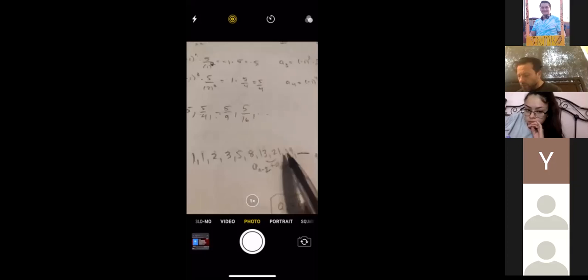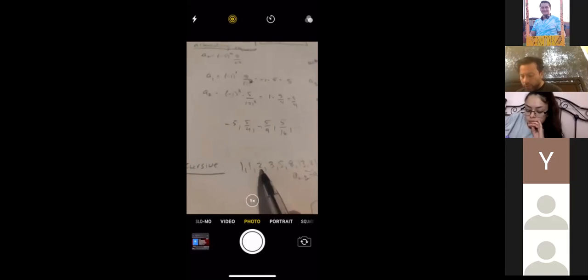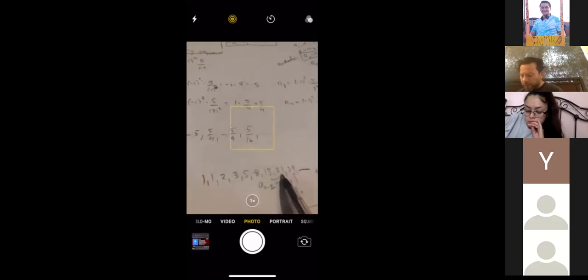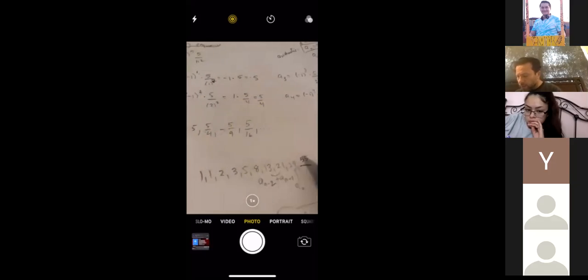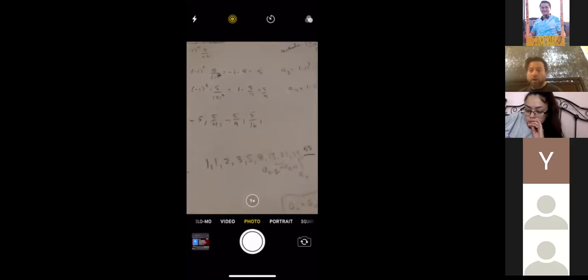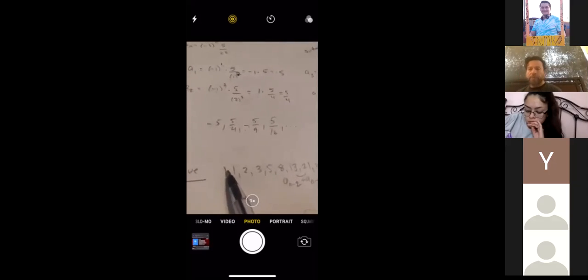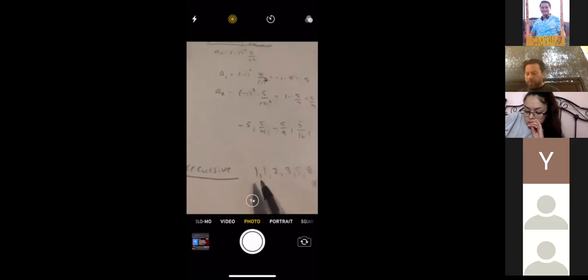I would add these two. Notice that to get 2, I add 1 plus 1 is 2. 1 plus 2 is 3. 2 plus 3 is 5. 3 plus 5 is 8, etc. And so I find that 21 plus 34 is 55. This exact one is called a Fibonacci sequence, a Fibonacci type of recursive.